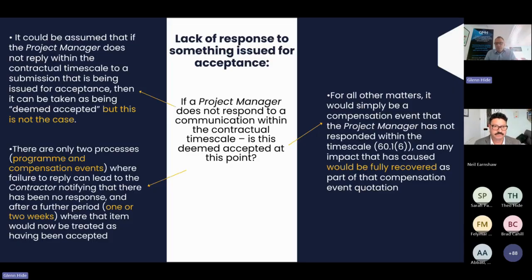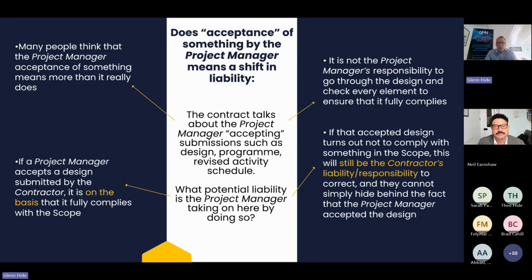For all other matters, it would simply be a compensation event. If the project manager hasn't responded within the timescale, any impact that is caused would be fully recoverable as part of that compensation event quotation. So an obvious one would be design acceptance. If the project manager has not responded to design within the period for reply, then that will be a compensation event. And because the contractor can't proceed without that acceptance, they're now on stop for all intents and purposes. So they would then look for a compensation event to recover any impact that is actually having.